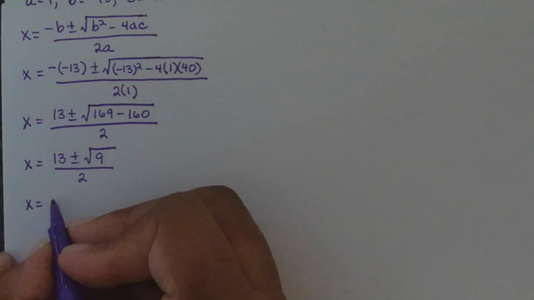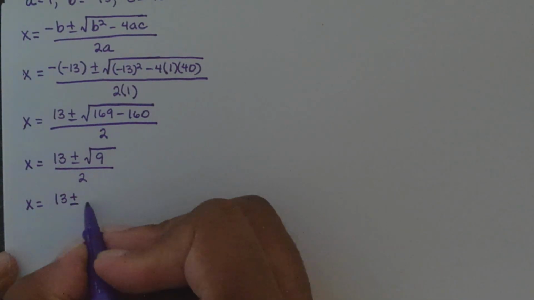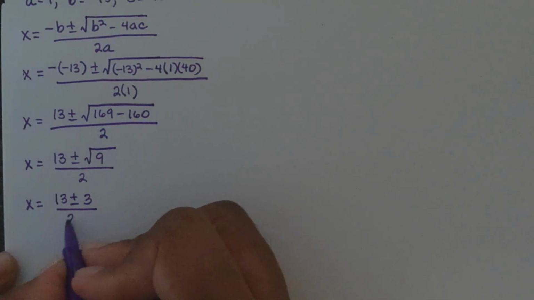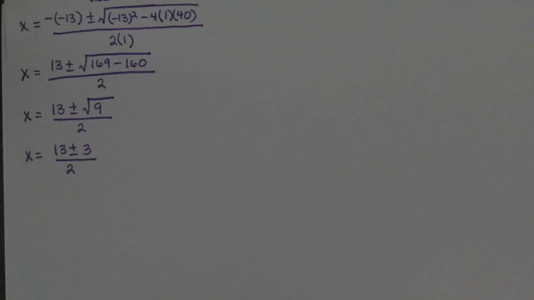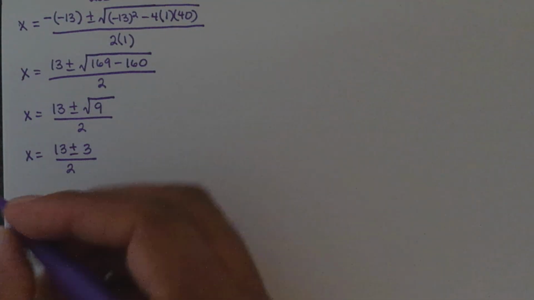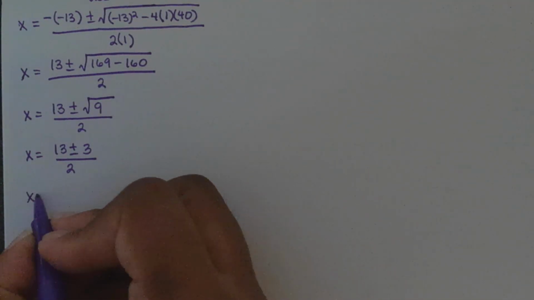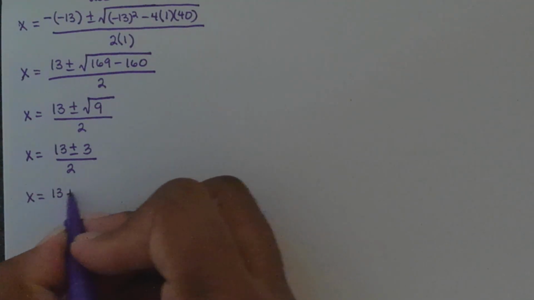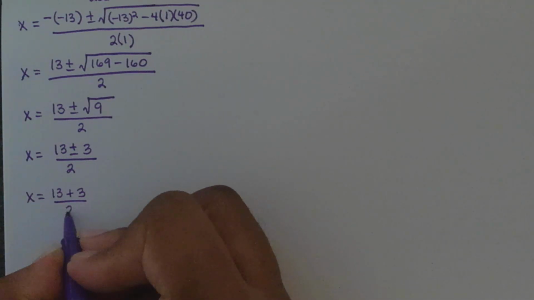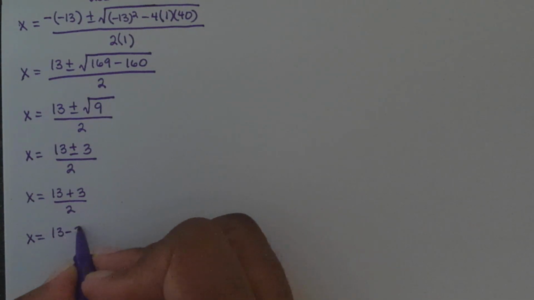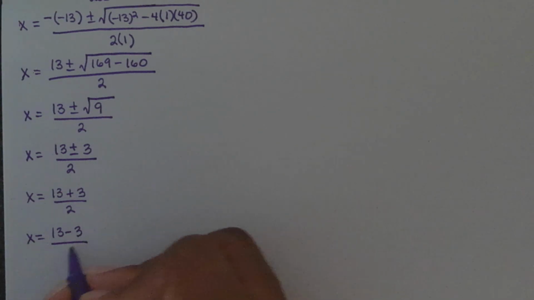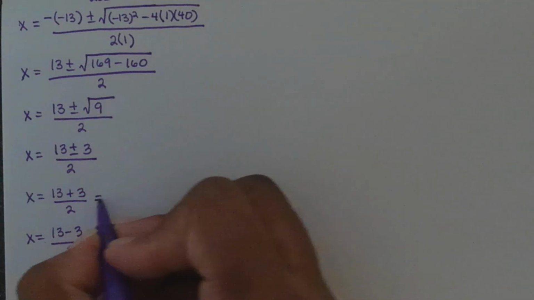So I got x equals 13 plus or minus 3, all that's divided by 2. Now that tells me I do have two solutions here. Now I will write this as x is equal to 13 plus 3 over 2, and the other one will be x equals 13 minus 3, all divided by 2.